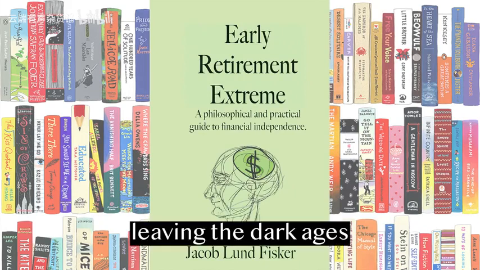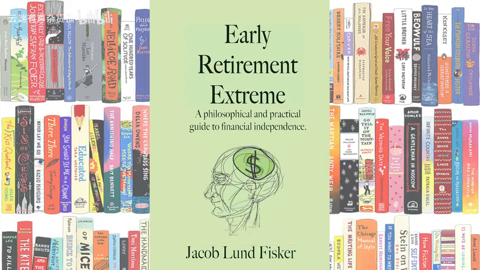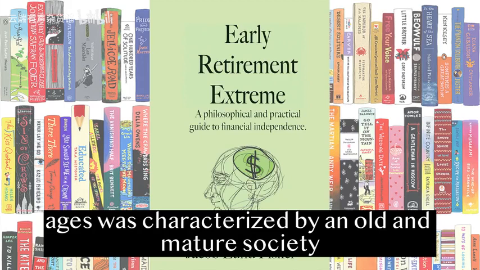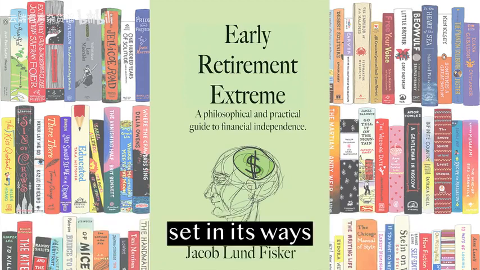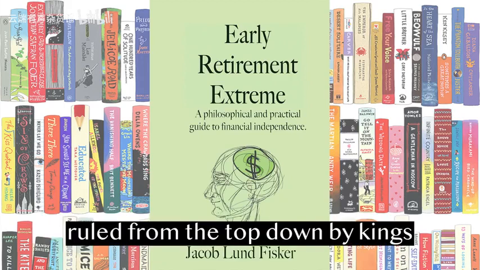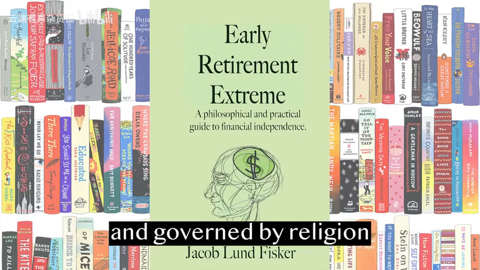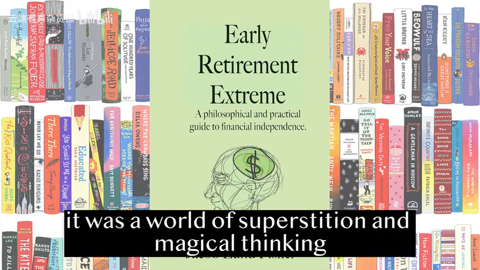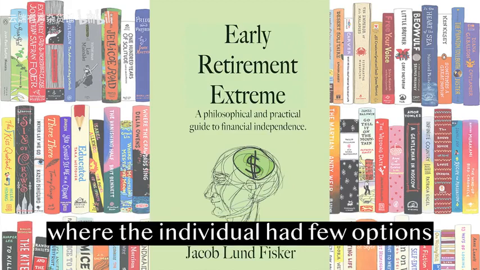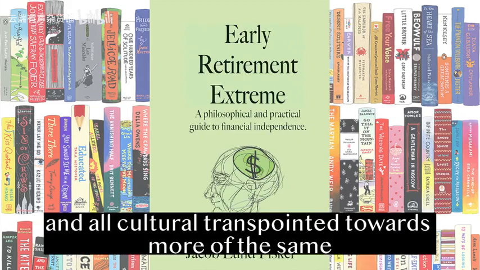3.3.1. Leaving the Dark Ages. The Dark Ages was characterized by an old and mature society set in its ways. Ruled from the top down by kings and governed by religion, it was a world of superstition and magical thinking, where the individual had few options and all cultural trends pointed towards more of the same.